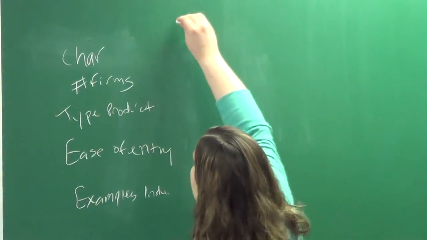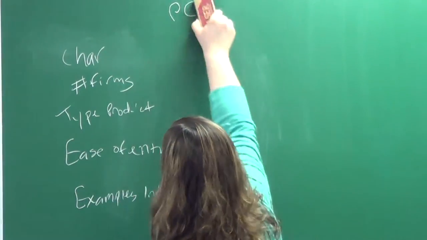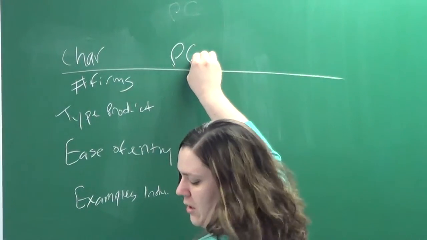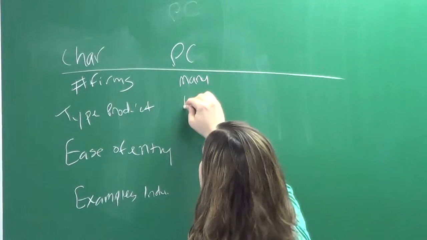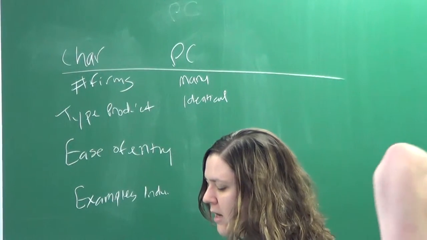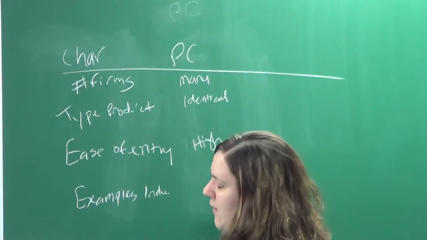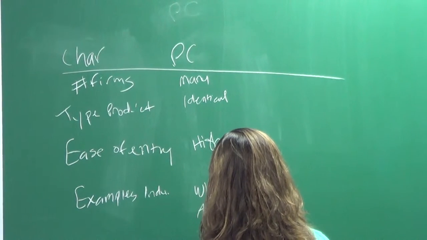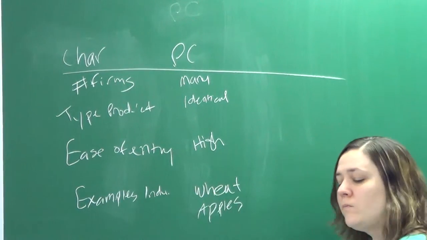So with perfect competition, the number of firms are many. Type of products are identical. Ease of entry is high, so it's really easy to get in. And then examples of industry, they give wheat or apples. So the produce industry would be an example of those.